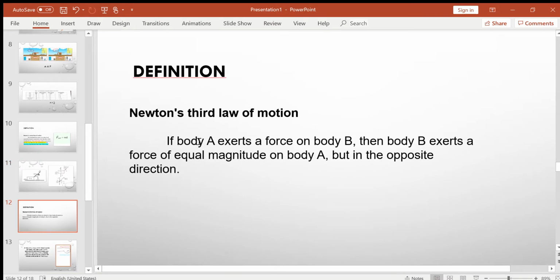So finally, I would like to talk more about Newton's third law of motion. That is, if body A exerts a force on body B, then body B exerts a force of equal magnitude on body A, but in the opposite direction.